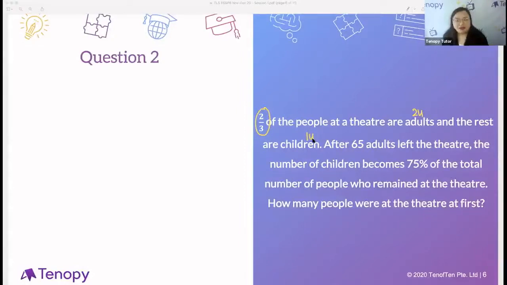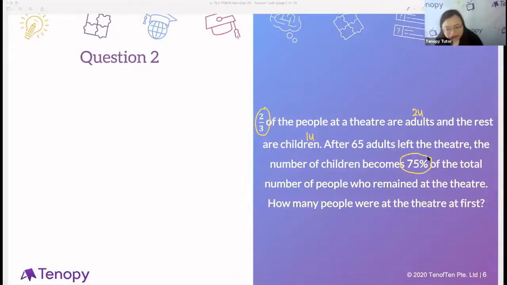Okay, after 65 adults left the theater, the number of children becomes 75% of the total number of people who remained at the theater. Now, when I say 75%, what does that mean? Teacher, you mentioned about fraction, we put it into fraction, like you change it into units, but 75% is equivalent to what? Very good, Bethany, it's 3/4.